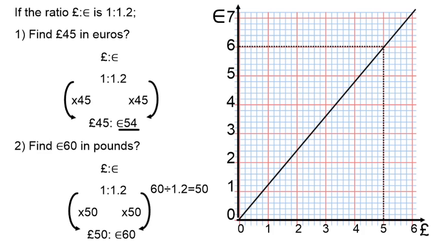The other way we could have done it was to look at the graph. So €60, well, that's just 10 lots of 6. So if we use our answer for €6, which is £5, well, we just multiply that by 10. So that's another way you could have done it. €6 to £5, well, we'll just multiply both by 10. Same answer.